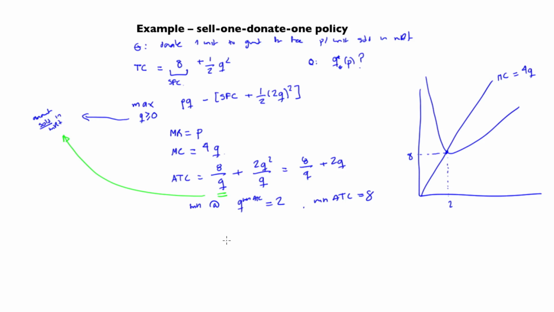So from this, immediately we can see that Q star of P, from everything that we have learned, is going to be equal to 0 if P is less or equal than 8. In other words, in that case, we're going to be there, including there. Or if price is higher, we're going to be there. So in that case, we have that if P is greater or equal than 8, we're going to be at P divided by 4. That's it.